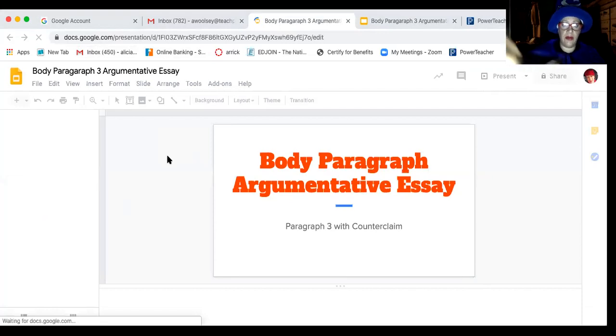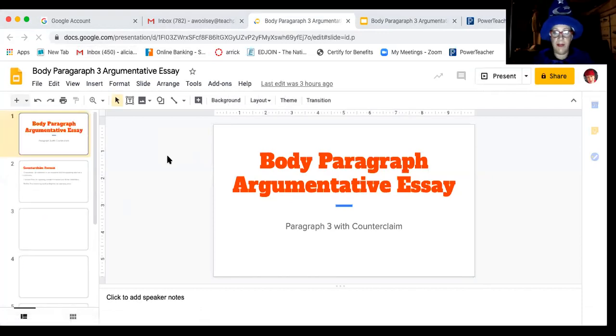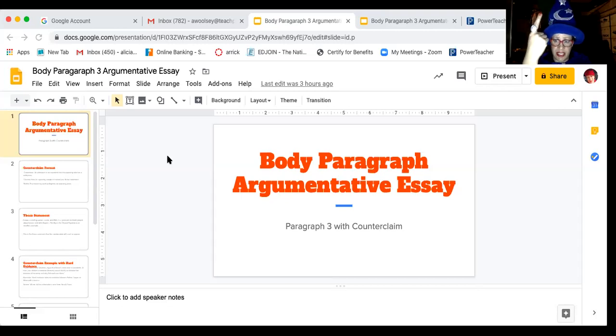All right, so we've got body paragraph 3, argumentative essay with counterclaim. You guys now have done an introduction. You've done body paragraph 1, you've done body paragraph 2. You should be up to 3 paragraphs. Now, we're on our 4th paragraph, but 3rd body paragraph, okay? This one may be one of your harder ones because this one actually does the counterclaim.